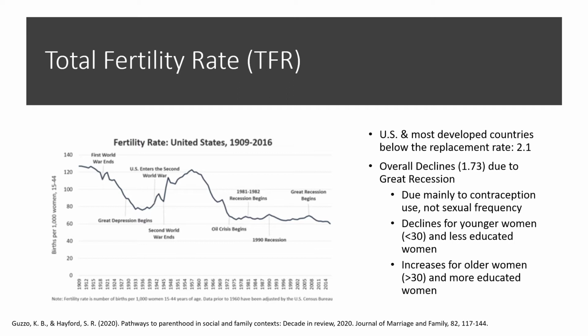It's mainly due to higher rates of contraception use, not so much due to decreases in sexual frequency, although there might be some of that too. The vast majority of the declines are for younger women, under 30 and less educated women, and we are seeing increases in fertility rates for older women and more educated women.